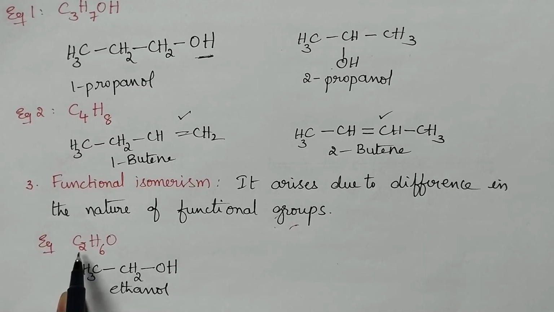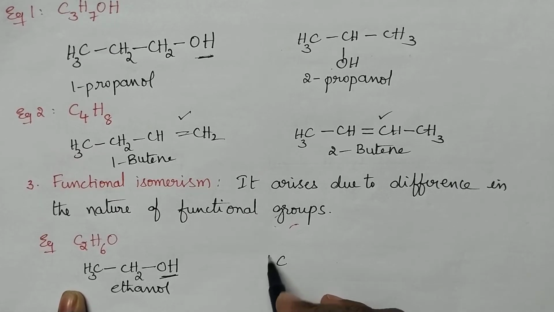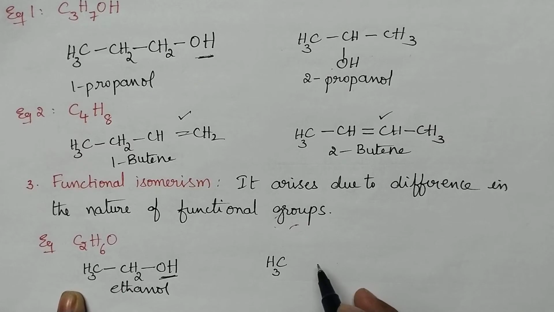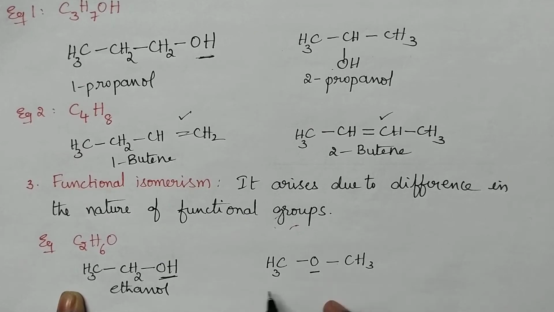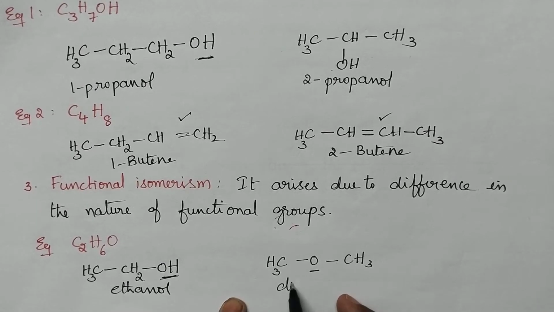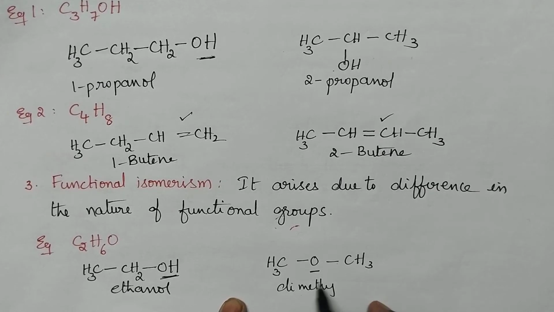Molecular formula is C2H6O. By using this molecular formula, we can write the structure of ethanol as CH3-CH2OH. So can you write the functional isomer for this compound? Yes, you just change the functional group. So the corresponding functional isomer can be written as CH3OCH3. It is an ether and it can be called as dimethyl ether.